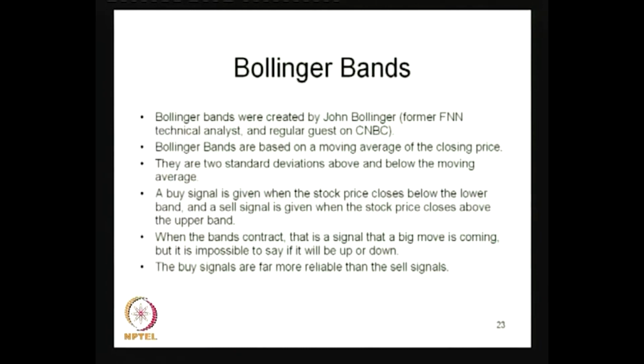A buy signal is given when the stock price closes below the lower band, and a sell signal is given when the stock price closes above the upper band. When the bands contract, there is a signal that a big move is coming, but it is impossible to say if it will be up or down. The buy signals are far more reliable than the sell signals if you use Bollinger Bands as one of the techniques for technical analysis.